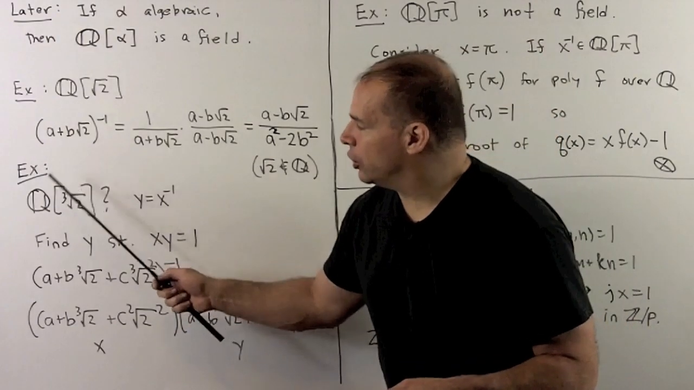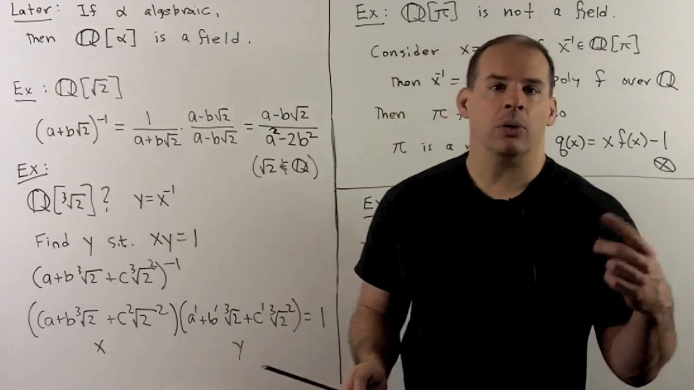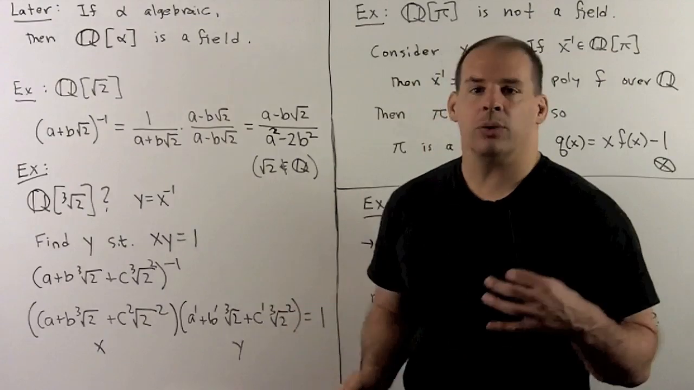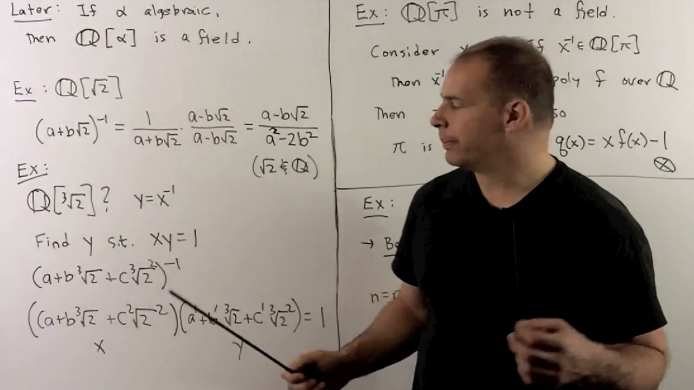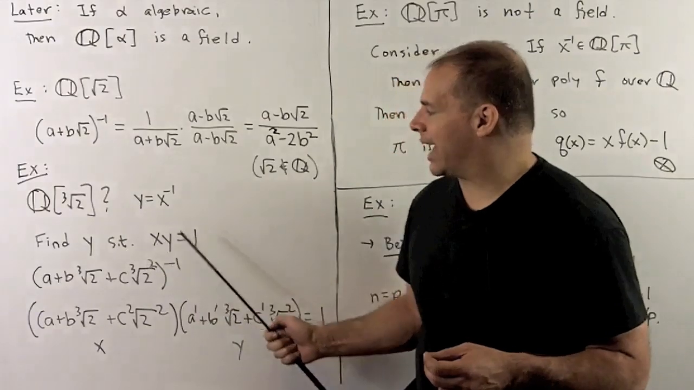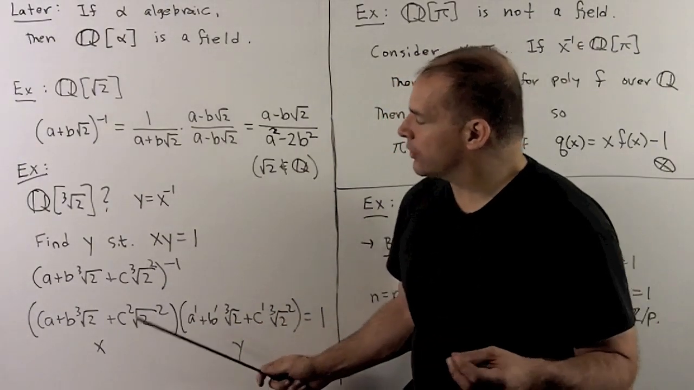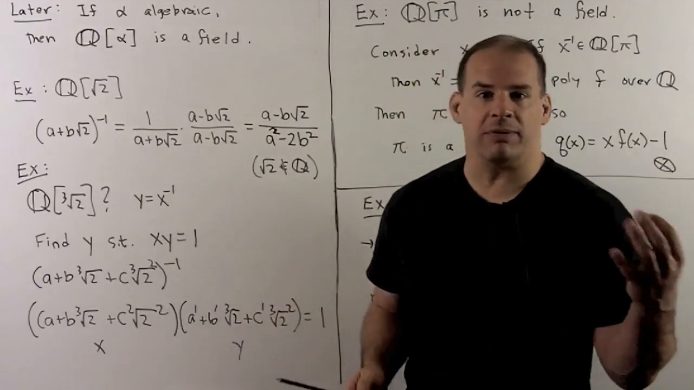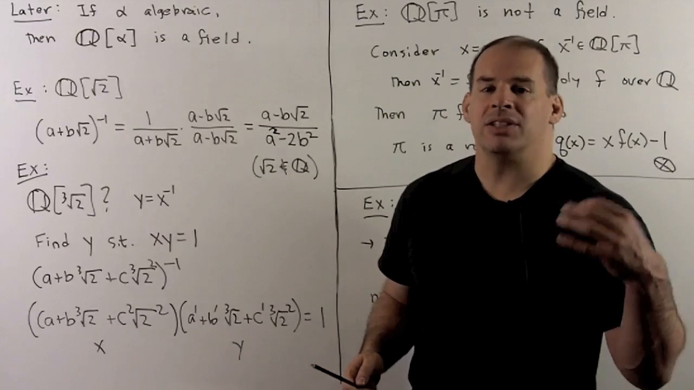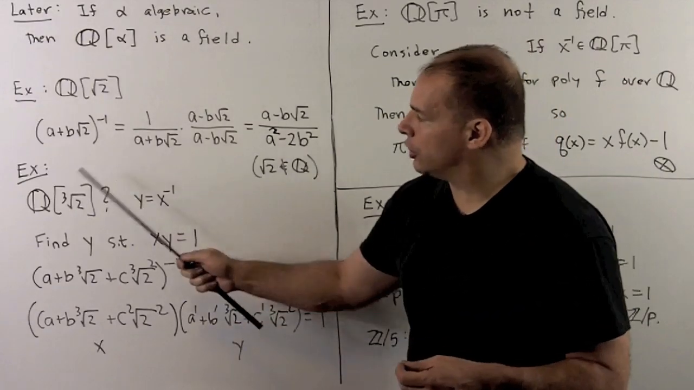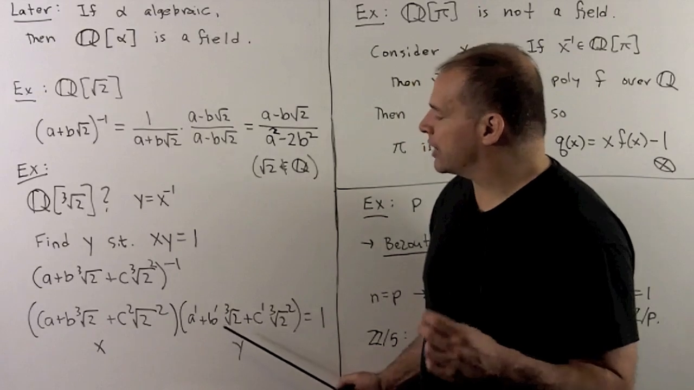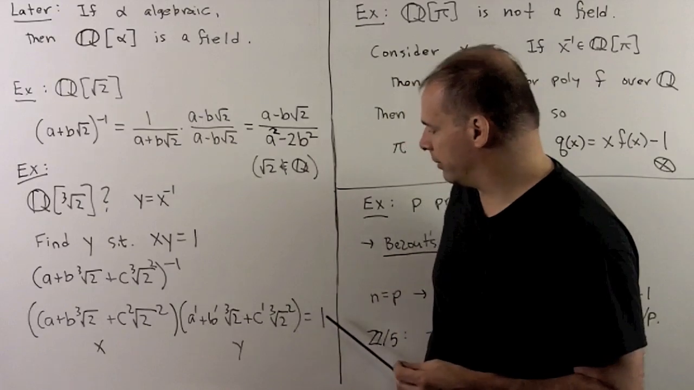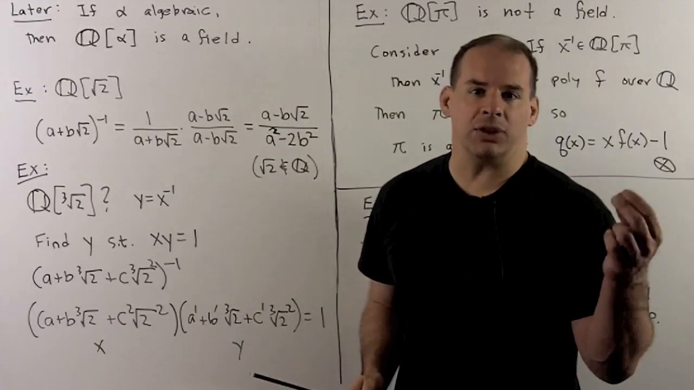How about something like Q adjoin the cube root of 2? Well, this trick isn't going to be so useful here. So instead, we just use the formal definition of inverse. We're looking for a y such that x times y is equal to 1. If I took a plus b cube root of 2 plus c cube root of 2 squared, if I want the inverse of that, I don't put it under a 1. Instead, I just take another element in Q adjoin cube root of 2 and try to solve for a prime, b prime, and c prime when we multiply and get a 1. So that I'll leave to you as an exercise.